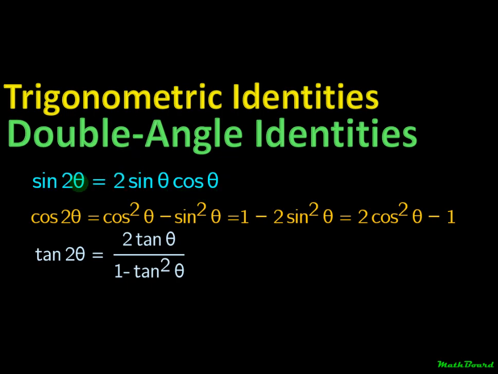Okay, so meron tayong double angle identities na tatlo. Yung una is yung sine 2 theta is equal to 2 sine theta cosine theta. Second one is yung cosine 2 theta is equal to cosine squared theta minus sine squared theta. Equal din yung cosine 2 theta sa 1 minus 2 sine squared theta. And equal din yung cosine 2 theta sa 2 cosine squared theta minus 1. And yung pangatlo is yung tangent 2 theta, which is equal to 2 tangent theta divided by 1 minus tangent squared theta.